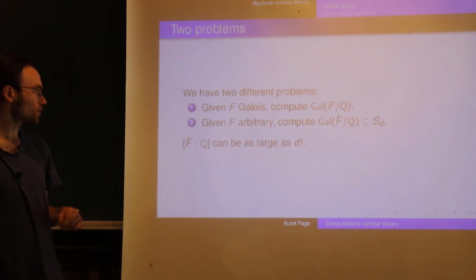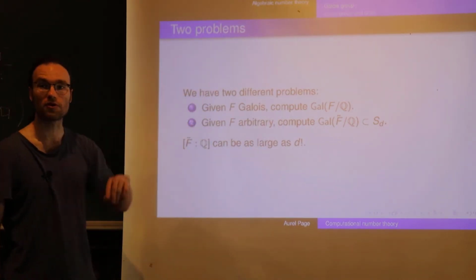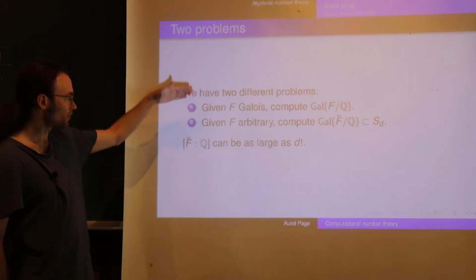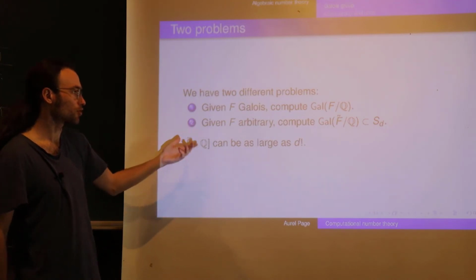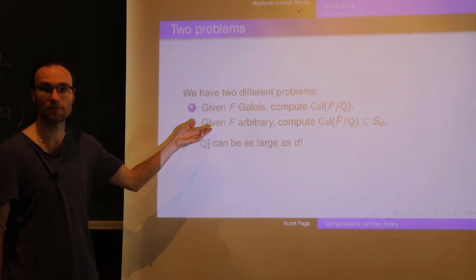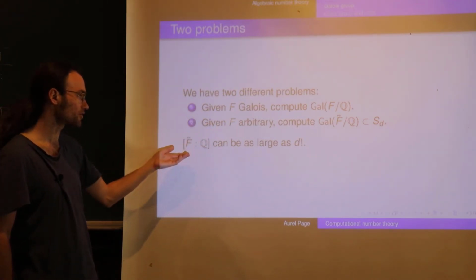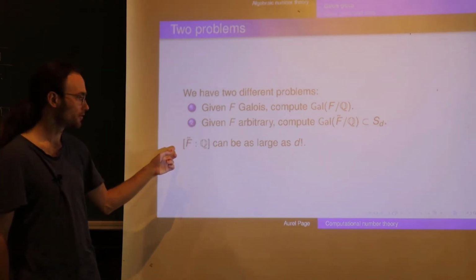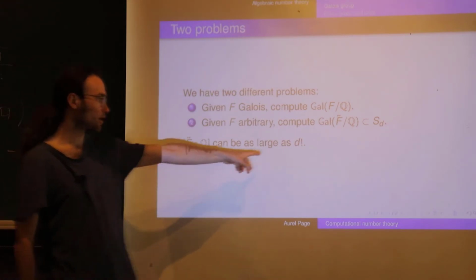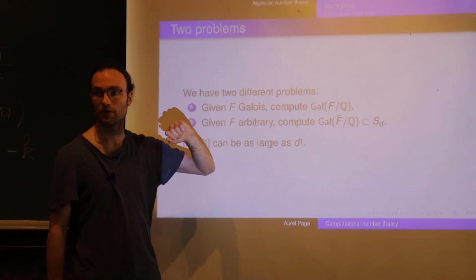And why are these two very different problems? Well, if you want to pass from this to that, you have to actually compute the Galois closure itself, but it can have enormous degree. When you join the roots of the initial polynomial, the degree, which was d, could grow as large as factorial d.